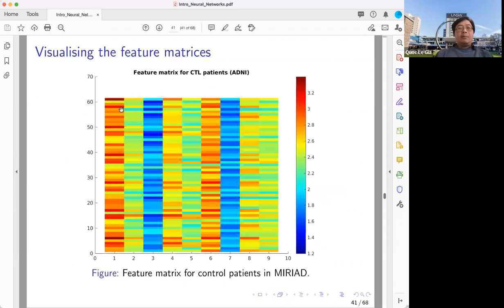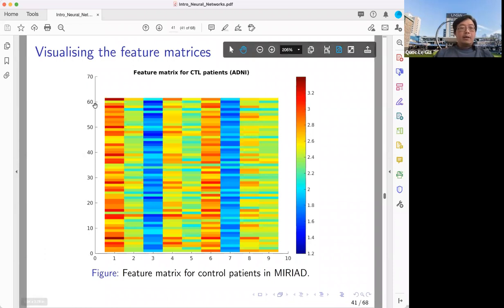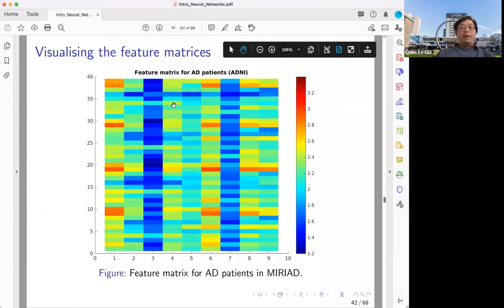So this is the plot of the features matrix of the control patients over 9 regions. You see 9 regions here, and on the y-axis are the patients. For each patient you have different values, but in a very similar category. Then region 1, region 2, up to region 9. This one is the control patient, which means they don't have Alzheimer's disease, and this one is the one who has Alzheimer's disease.